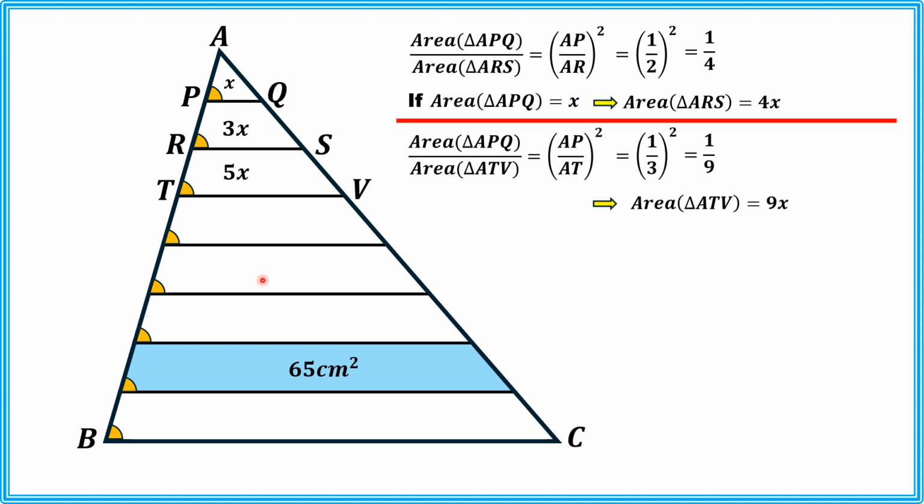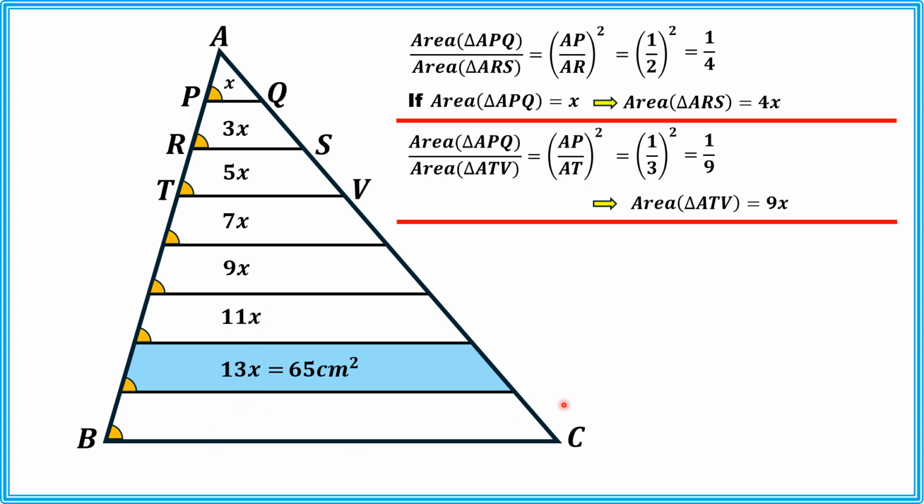And in a similar manner, if we go on proceeding, this area will be 7x, this area will be 9x, this area will be 11x, this area will be 13x, and so on. Since 13x is equal to 65, this implies that x is equal to 5 square units.